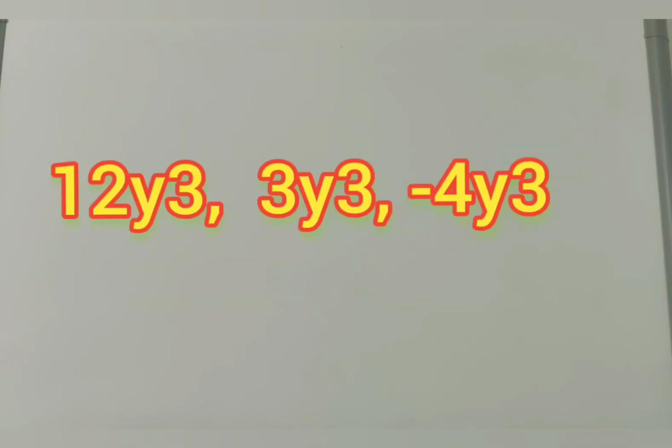If variables are the same, they are said to be like terms. Then what are unlike terms? Look at the next example. 12y cube, 3y cube and minus 4y cube. y cube is a common literal factor. Maybe 12 the constant is different, 3 is also different, minus 4 is also different. But 12y cube, 3y cube, minus 4y cube are said to be like terms.